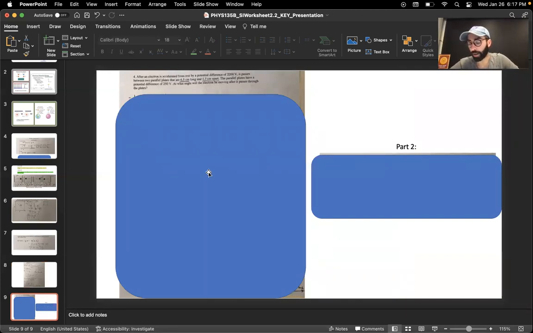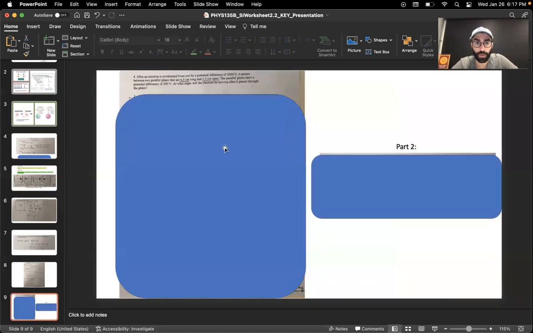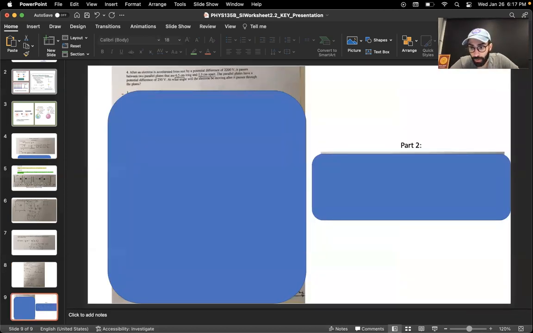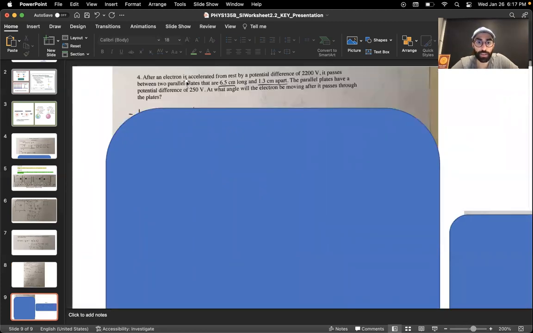So here's kind of that constant electric field parallel plates situation we're talking about where this equation comes into play. So let me just zoom in. After an electron is accelerated from rest by a potential difference of 2,200 volts, it passes between 2 parallel plates that are 6.5 centimeters long and 1.3 centimeters apart. The parallel plates have a potential difference of 250 volts. At what angle will the electron be moving after it passes through the plates?